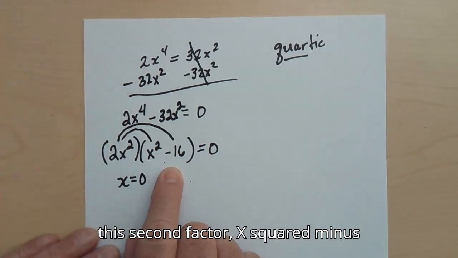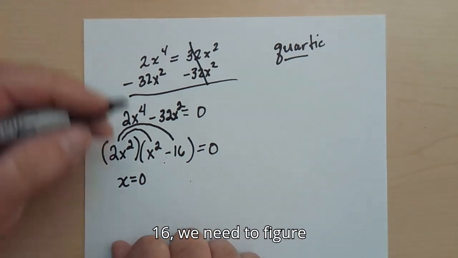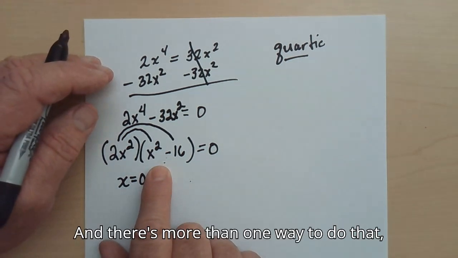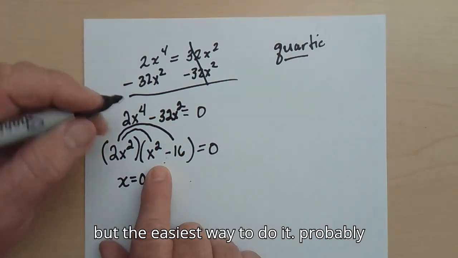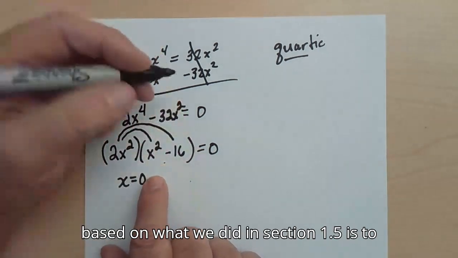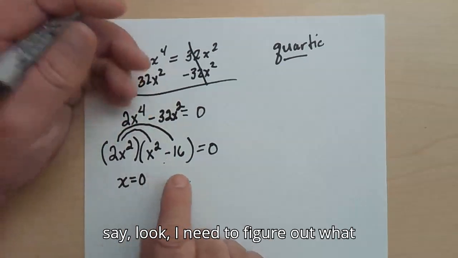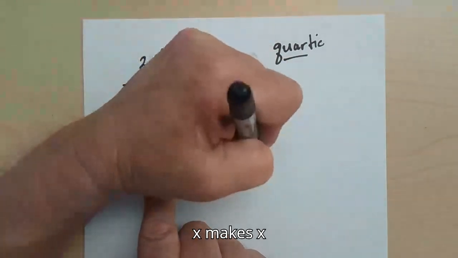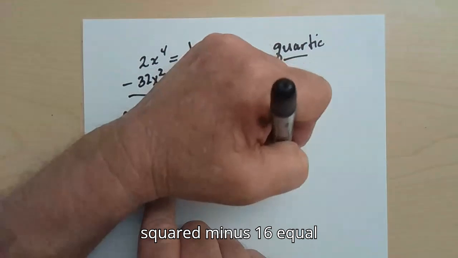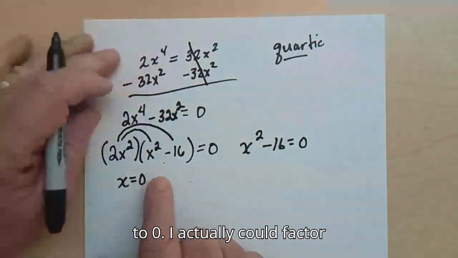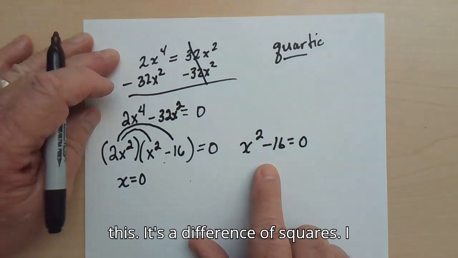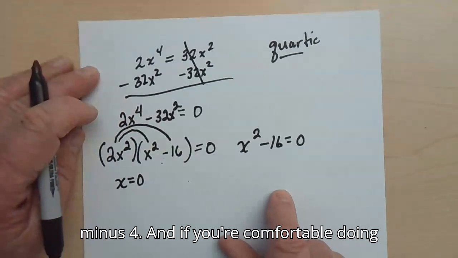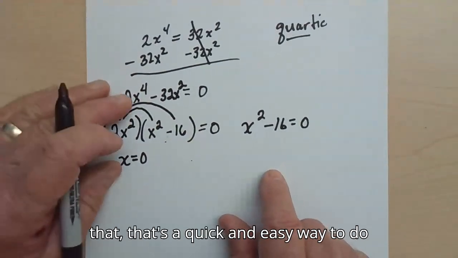Now this second factor, x squared minus 16, we need to figure out what makes that equal to 0 too. And there's more than one way to do that, but the easiest way, probably based on what we did in section 1.5, is to say, I need to figure out what value or values of x make x squared minus 16 equal to 0. I actually could factor this. It's a difference of squares. I could factor it as x plus 4 times x minus 4. And if you're comfortable doing that, that's a quick and easy way to do it.